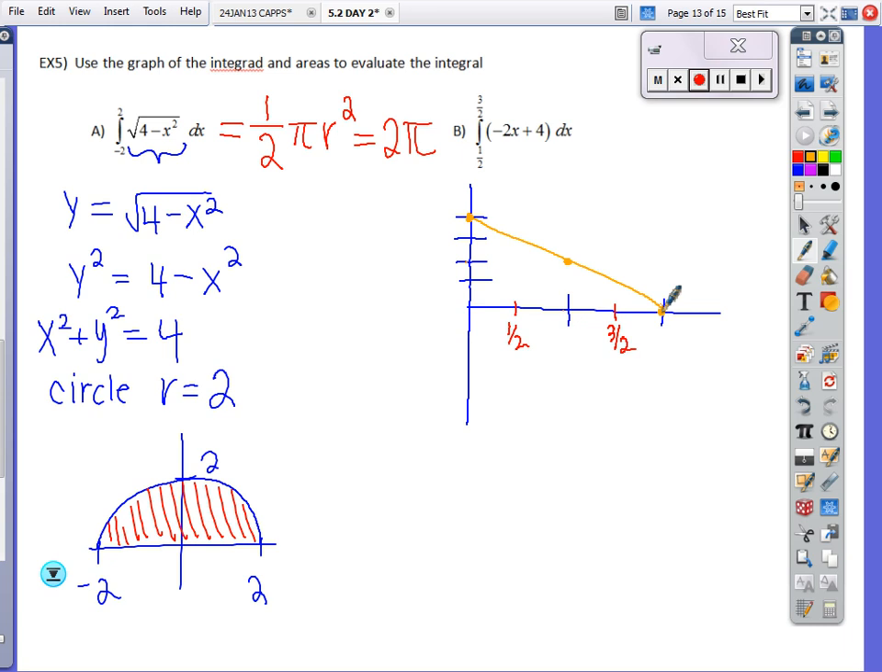Now that that's my line, I just have to figure out what area I'm actually finding. So at 1/2, you're going to make a point, and take the point towards the x-axis. Take the point towards the x-axis. Now you have your bounded shape, and you want to shade it so that you don't forget what you're taking the area of. You don't want to do the whole triangle by accident.